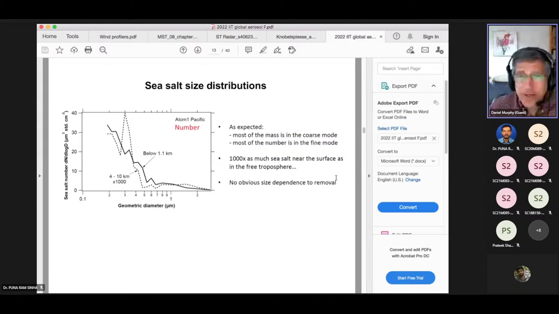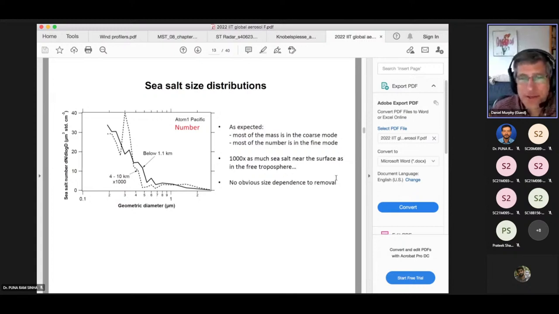So now I'm going to start getting into some of what we learned about loss processes. So before I showed you a volume distribution of all the particles, this is a number distribution. So even though most of the mass of the sea salt is above a micron, most of the number is below. And remember that mass goes as the diameter cubed. So a 2 micron particle has 1,000 times the mass of a 0.2 micron particle. So it can dominate the volume, even in the mass, even though there aren't very many of them.